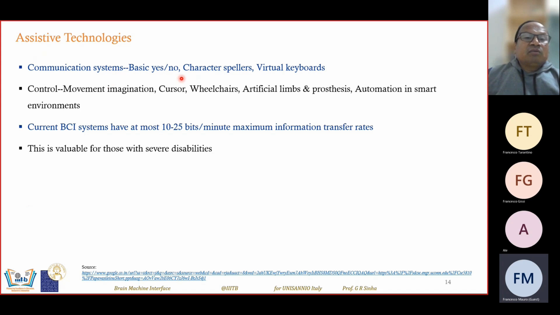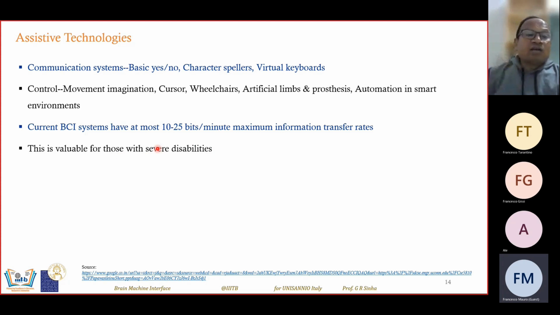Communication systems like basic yes, no, character speller, virtual keyboards are the implementations. Control applications: movement imagination, cursor movement, wheelchair movement, artificial limb and prosthesis. We will discuss all these applications in P300 BCI. Automation is smart environment, smart home. Current BCI systems have at most 10 to 25 bits per minute maximum information transfer rate. So per minute, you can see that this is very slow. But this is very valuable for those with severe disability.